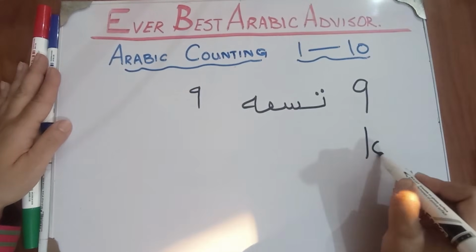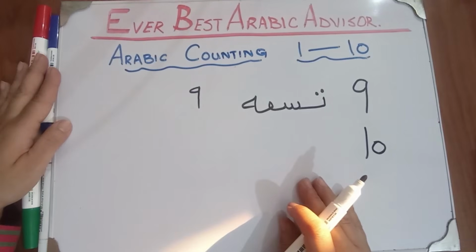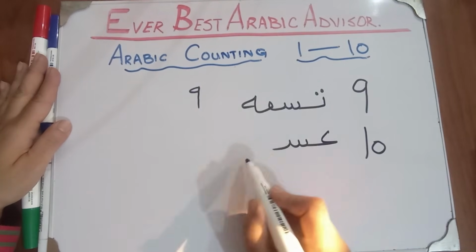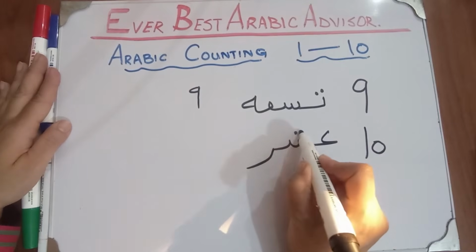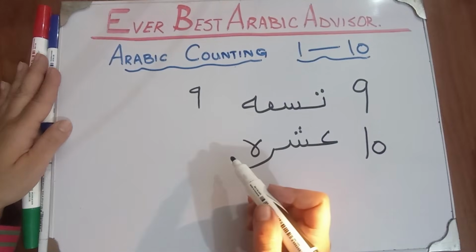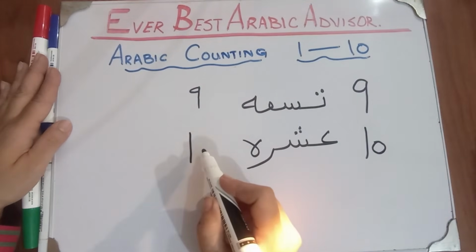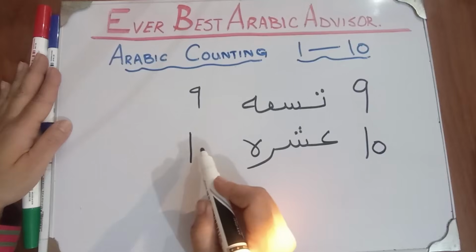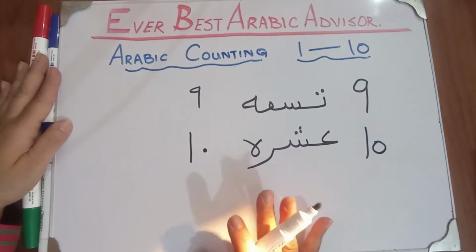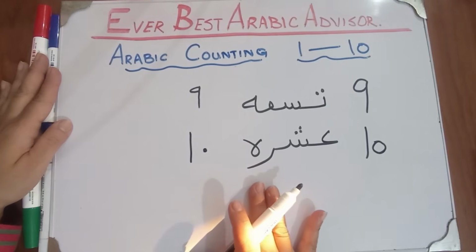For number 10, it is ashara. Ain, shin, ra, and ha. Ashara. The numeral 10 in Arabic is the same: 1 and the cipher, which is 0 for Arabic, just like a dot. This is how to write Arabic counting.